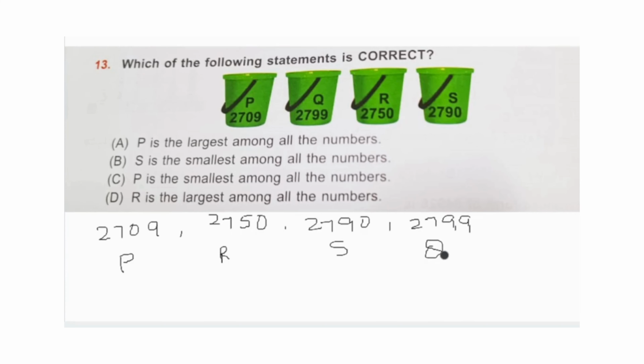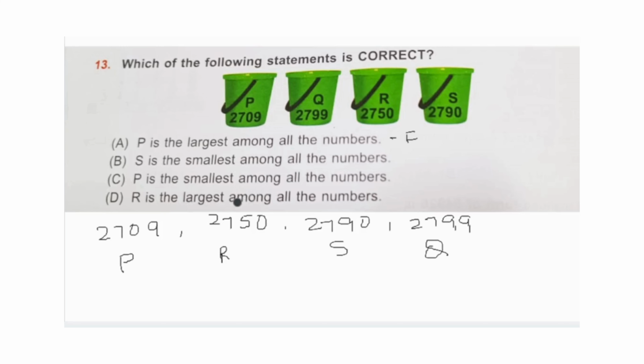Now that we have arranged all our numbers in ascending order, let's check each of the statements for it to be true or false. Option A is P is the largest among all the numbers. Based on our evaluation, we have found out that P is the smallest number and not the largest number. So we can mark this as incorrect or false, right? S is smallest among all the numbers.